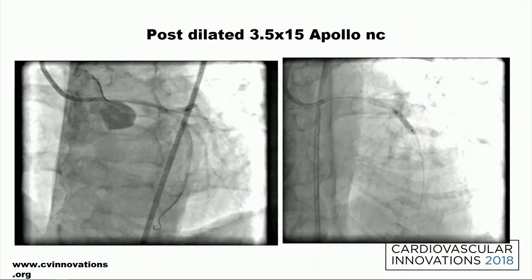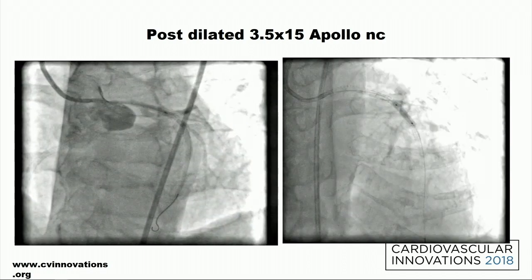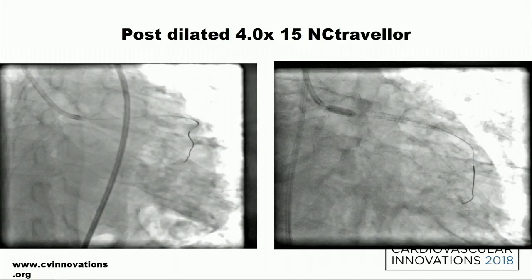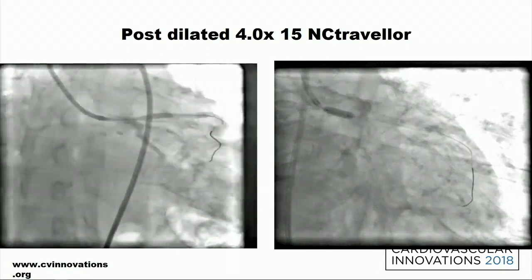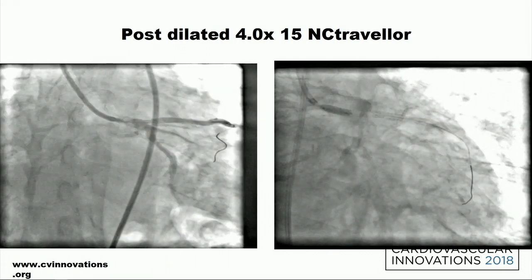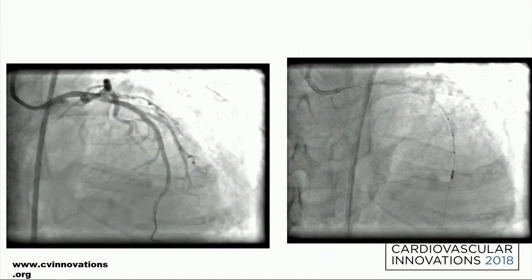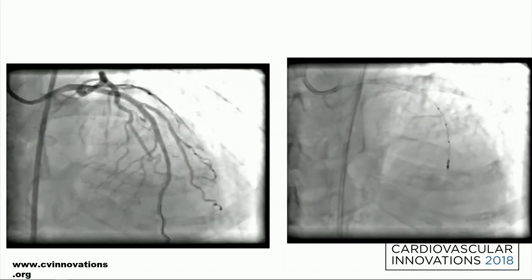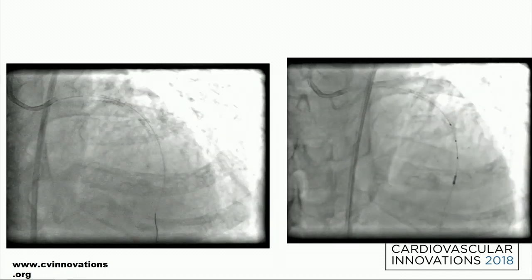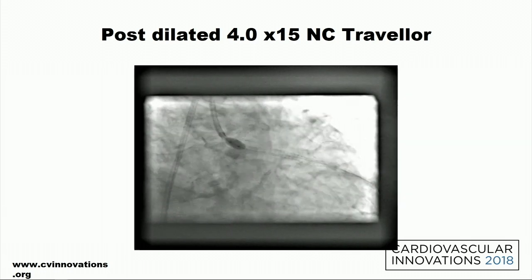We post-dilated the stents with a 3.5x15 NC non-compliant balloon, and again with a 4x15. The left main was post-dilated with a 4x15 non-compliant balloon. We did an IVUS, and there was a little bit of malapposition in the left main. So we went ahead and post-dilated once more with a 4x15 non-compliant balloon. We got good results.